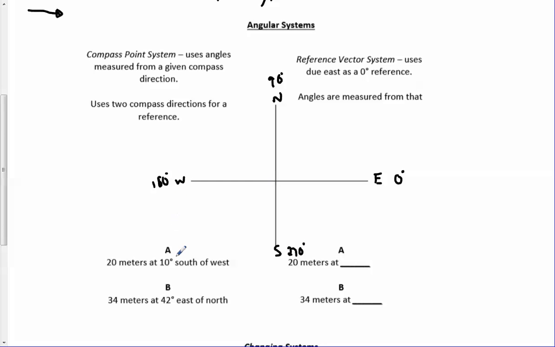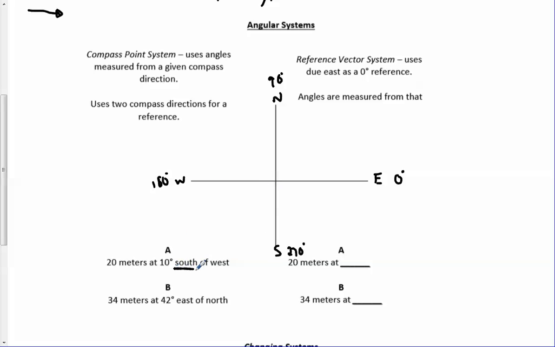Now, if I wanted to draw both vector A and vector B, displacement vectors, vector A is 20 meters at 10 degrees south of the western direction. When you draw that vector in, we know that it's going to be somewhere between here, but the big question is whether it's 10 degrees below the west or 10 degrees to the left of the south. And so here's what this means.